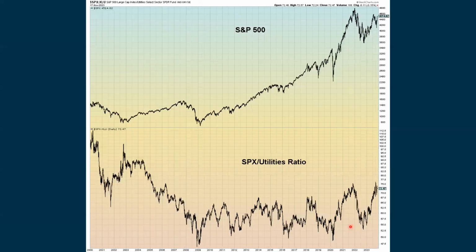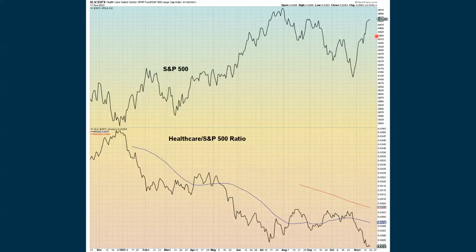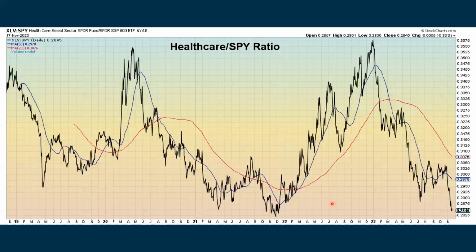We look at a ratio between the S&P 500 and the utilities. When this is going up, typically the S&P is going up. When this is going down, the S&P is going down. Right now, we're chopping around. It has been going up lately a little bit here, which could be giving good support to the S&P. We look at healthcare, which has also been underperforming the S&P. Here's another chart also showing how it's in a downtrend.